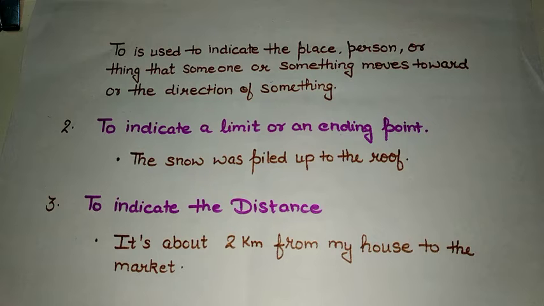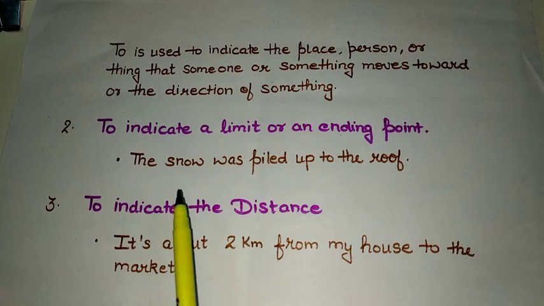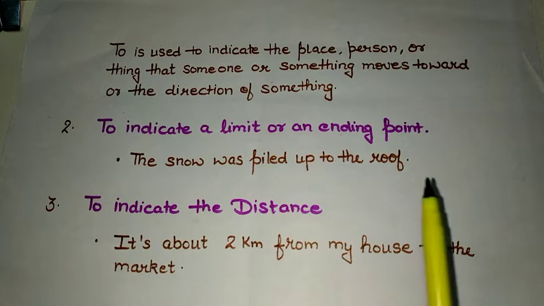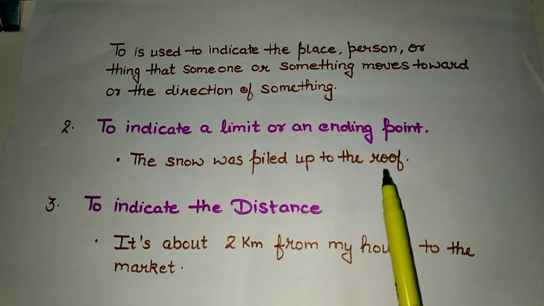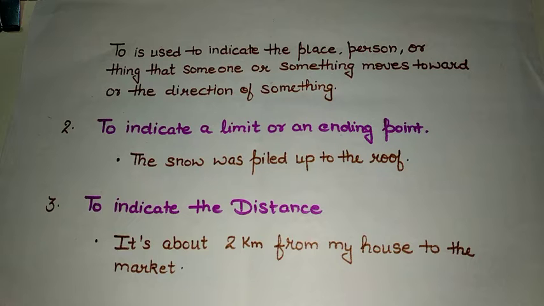To indicate a limit or an ending point, which means where the thing, the amount or anything is finishing up. Like, the snow was piled up to the roof. Here, the ending point is the roof. This is a finishing point, the utmost point where the snow can reach. So the snow was piled up to the roof. When we show an ending point, we use "to".